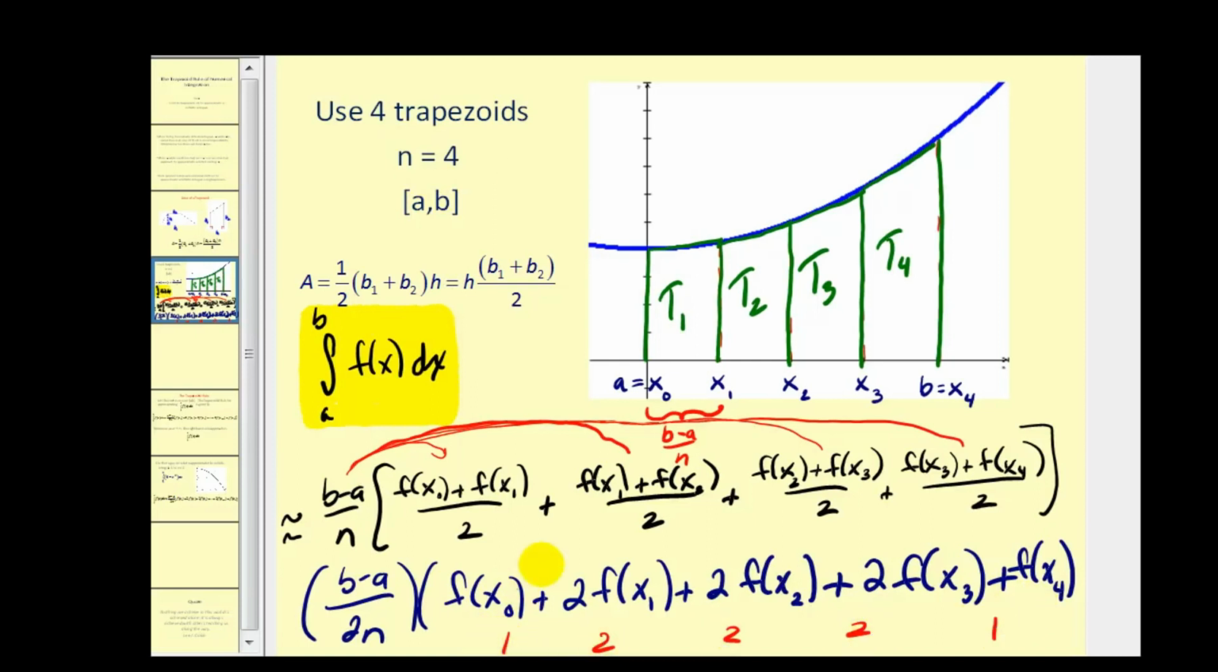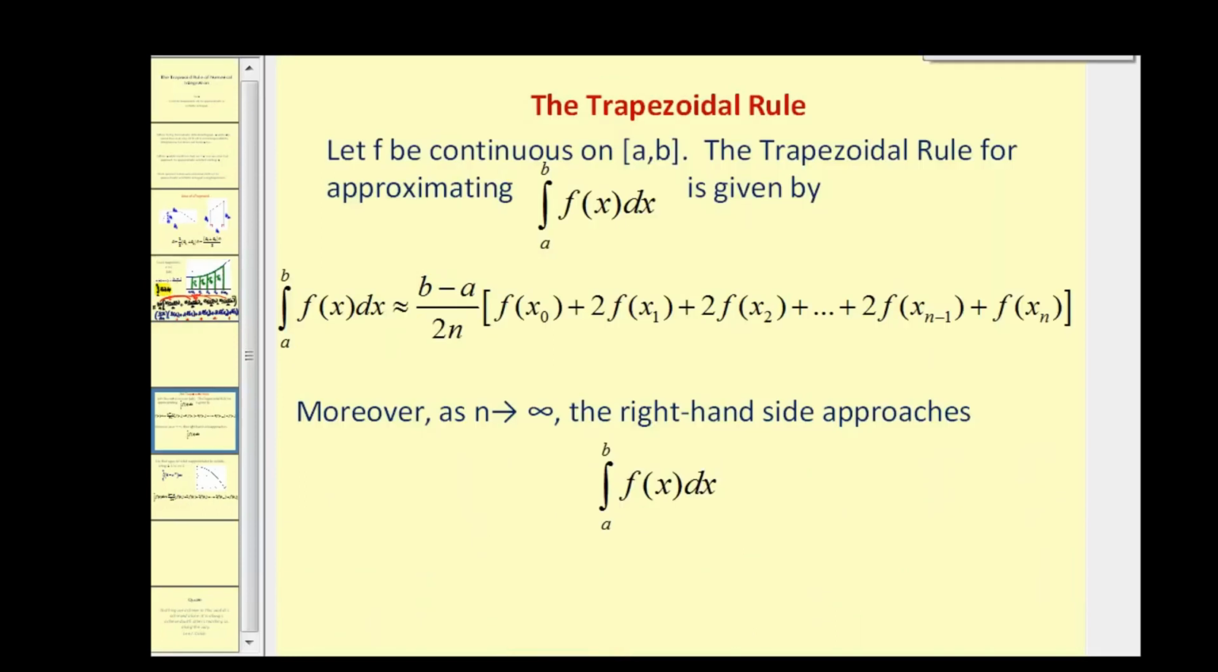Let's go ahead and formalize the trapezoid rule. Using the trapezoid rule, we can approximate this definite integral using this formula, and this formula represents the area of a certain number of trapezoids based upon the value of n. And again, I want you to notice that we have 1 f of x, 2, 2, 2, and so on, but we end with a 1 as well. So as n approaches infinity, the right hand side is going to approach the definite integral.